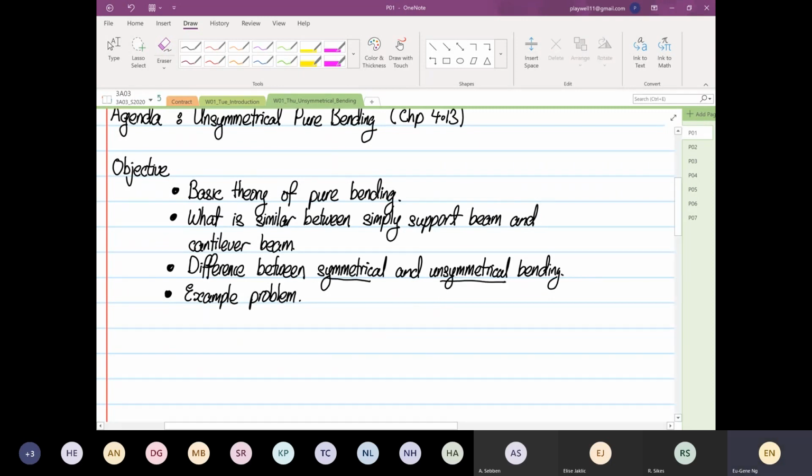From 2P04, you have covered a lot, in fact most of it, on symmetrical bending. I'm going to do unsymmetrical, and I'll show you what the difference is. And then we are going to work on an example problem.